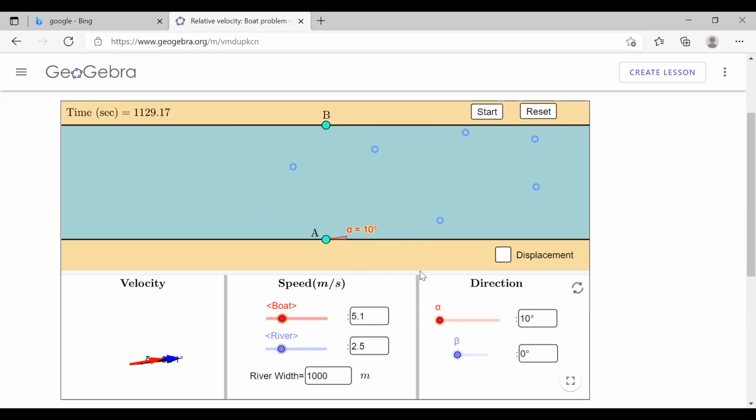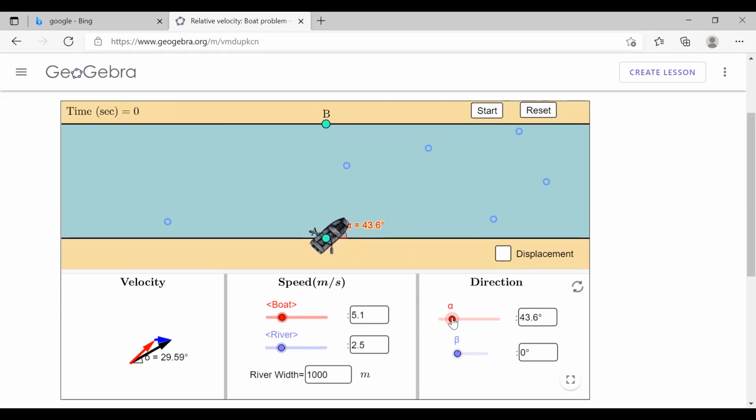Okay. Yes, sir. What is meant by upstream? The river force will be opposing the boat force. Direction. So that means when I keep the river and boat direction exactly like this, here also they are not giving 180 degrees. I think it's a two-dimensional animation actually. So here also assume that it is 180 degrees.